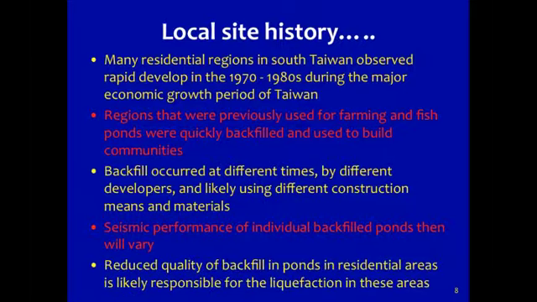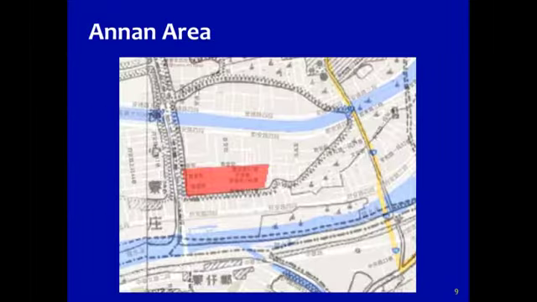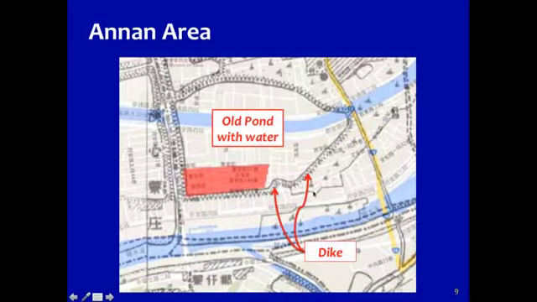And more importantly, the reduced quality of the backfill in the ponds in these residential areas is likely responsible for the liquefaction potential in the local pockets that ensued. We can set this in context by looking at historical features of the region. We show here a previous old map of the Annan district, and locals identified for us an old dike which previously encapsulated a pond and was then backfilled and developed.